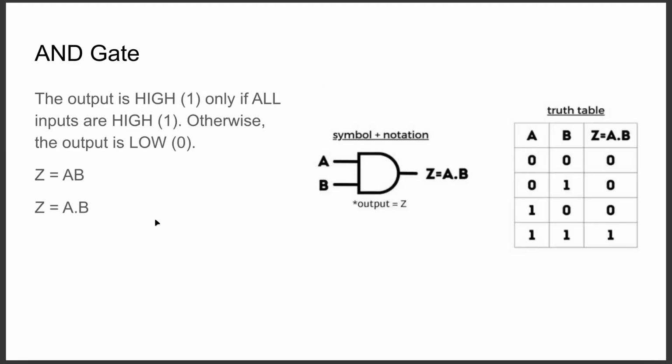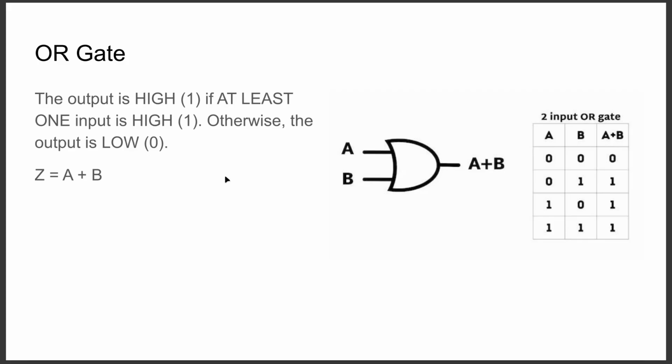Next we have the AND gate. The output is high, 1, only if all inputs are high, 1. Otherwise, the output is low, and is expressed as either Z equals AB or Z equals A dot B. Here is the symbol, and here's the truth table for the AND gate. The OR gate next. The output is high if at least one input is high. Otherwise, the output is low. And the Boolean expression is Z equals A plus B. Here you can see the symbol, and here you can see the truth table.